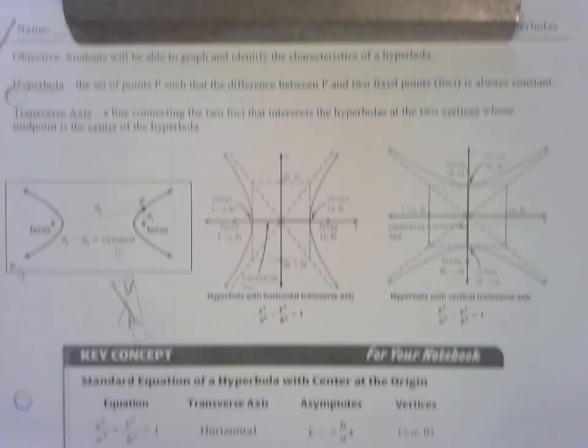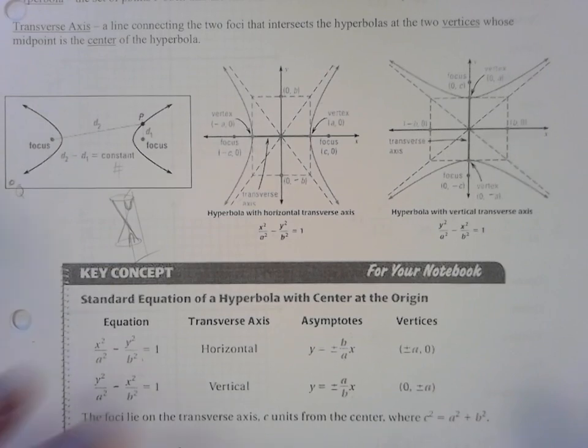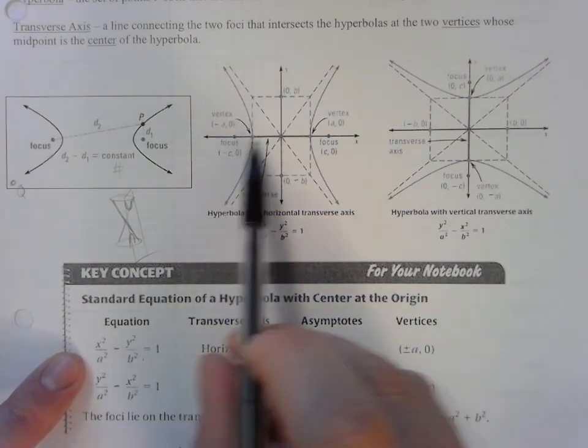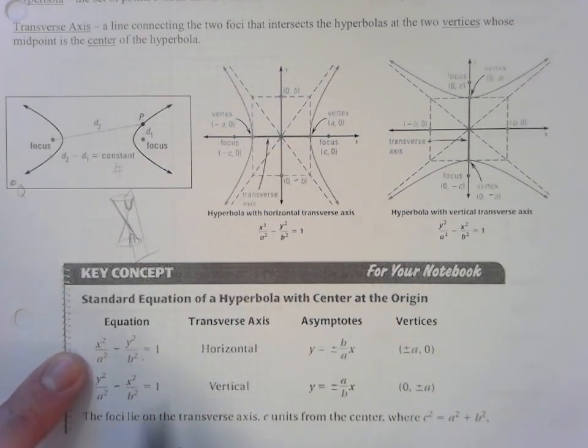Let's take a look at the two equations as we discussed them a little bit. Actually, I don't want to move it too down. I kind of want to see everything right here. So we have these two equations, and they are different. When the x is the squared variable that's positive, we have a horizontal transverse axis connecting the two foci and the vertices and the center.